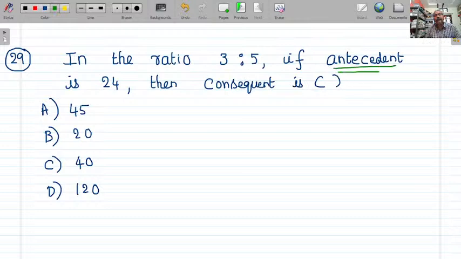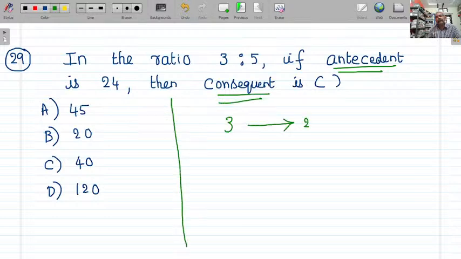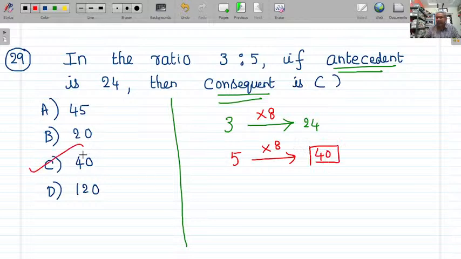Very simple actually. Antecedent is the first term, consequent is the second term. So we can crack this problem like this: 3 becomes 24. How? 3 times 8 is 24. So to find the consequent from 5, 5 multiplied by 8 obviously becomes 40. So 40 is our answer. That's all. C is the right option.